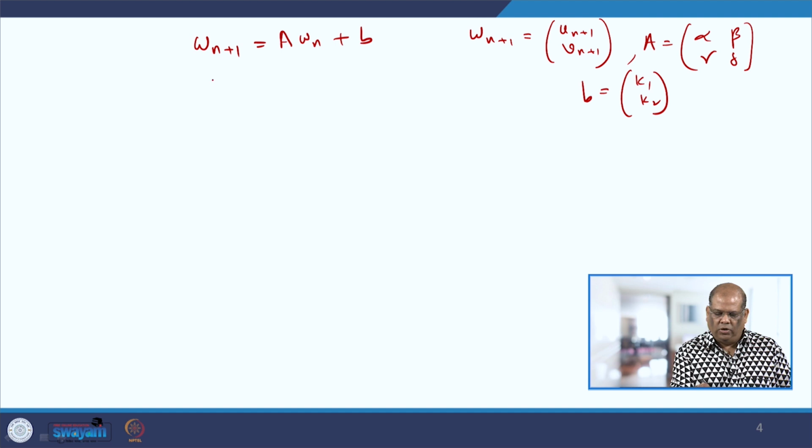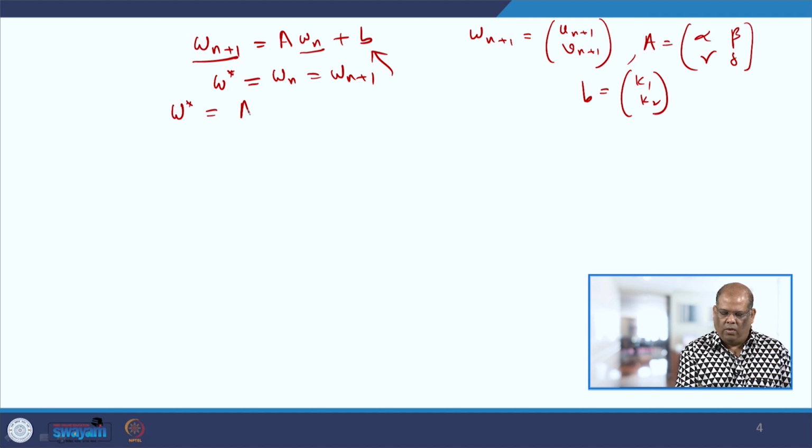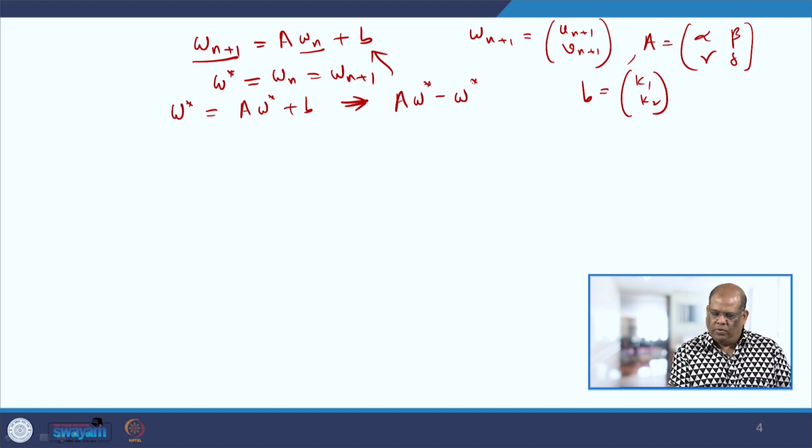So, if I assume that my W star is the equilibrium point, then there is no change in the generation. So, W star must be equal to W n and W n plus 1. So, I will replace this by W star and you get W star equal to A W star plus B. And I can write this as A W star minus W star plus B equal to the null matrix.